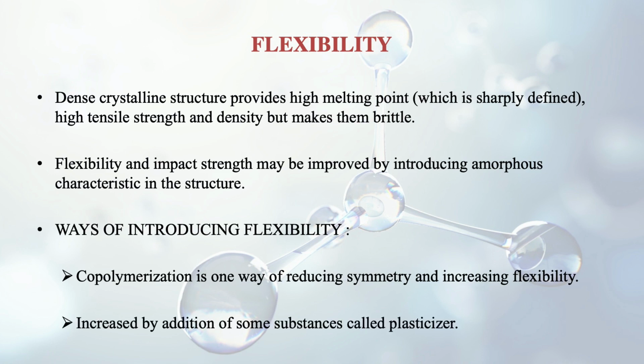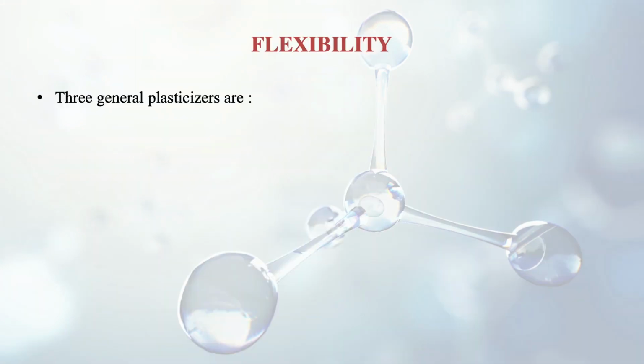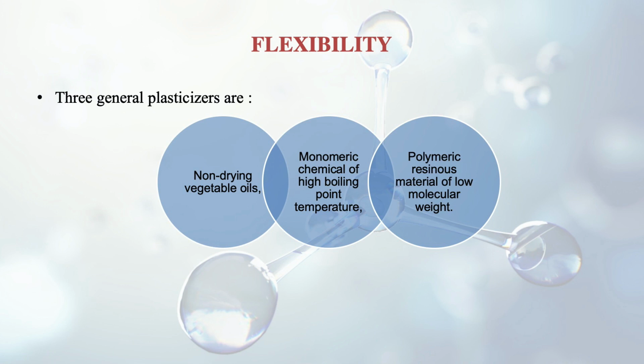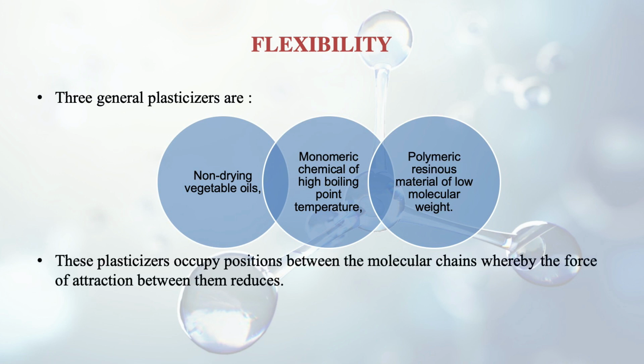Flexibility is also increased by addition of some substances like plasticizers. You may have heard about them. There are plasticizers which increase the flexibility of polymers. And these general plasticizers are like non-drying vegetable oils and monomeric chemicals of high boiling point, or polymeric resinous material of low molecular weight. So what these plasticizers do is occupy positions between the molecular chains. So there are chains and they will occupy the position between them.